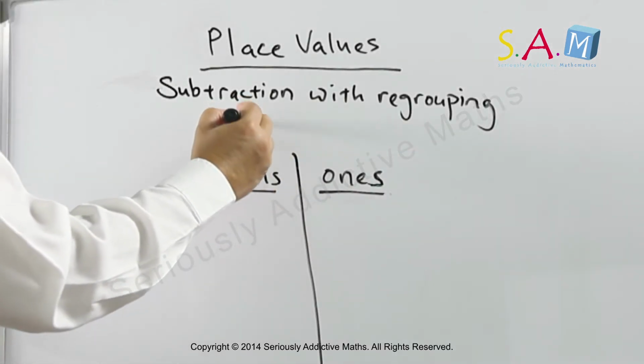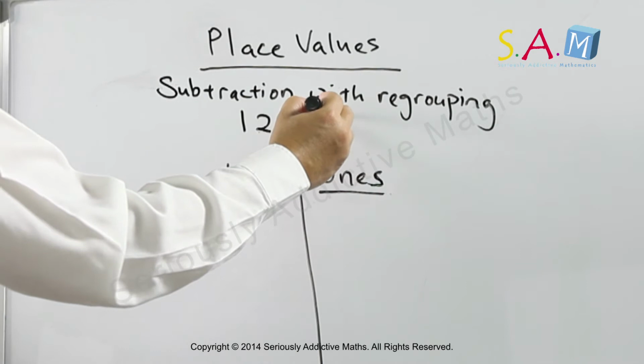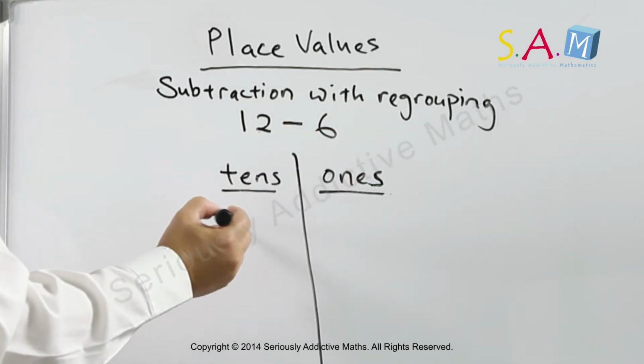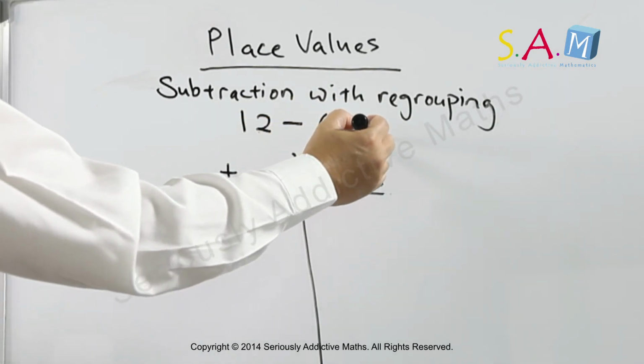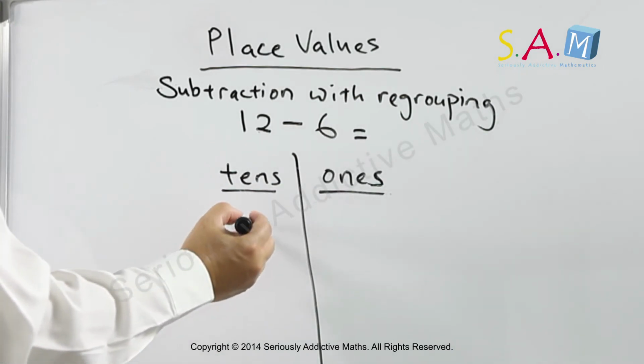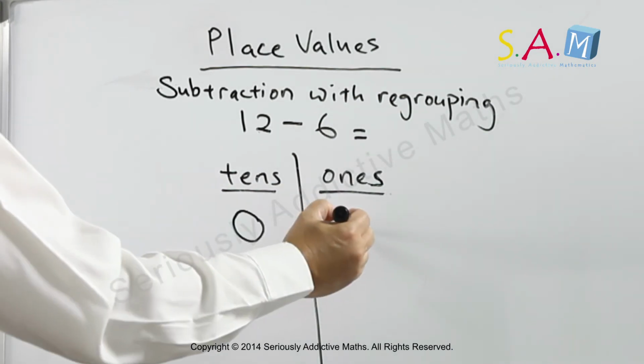For example, 12 take away 6. If I have 12, take away 6, I need to do regrouping. So 12 will look like this: 1 ten and 2 ones.